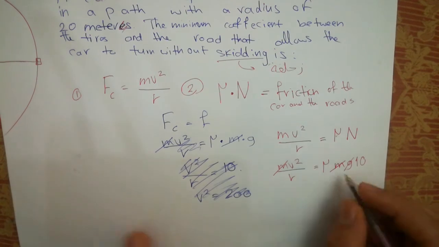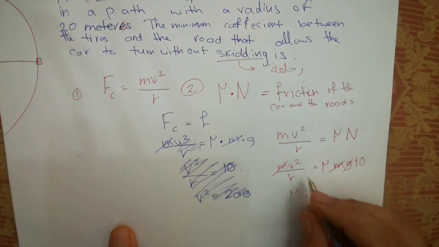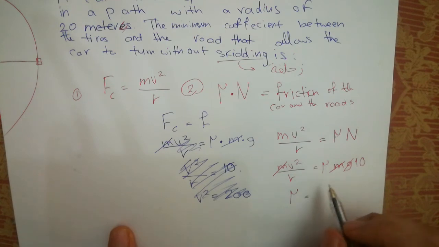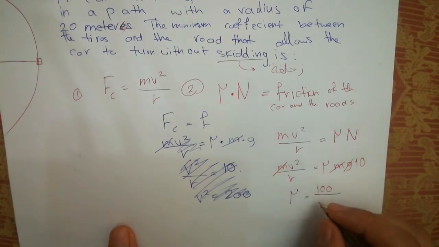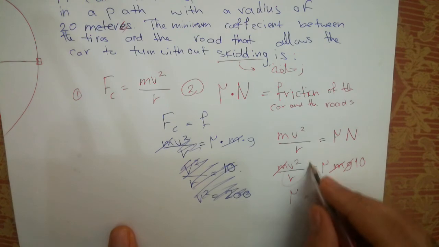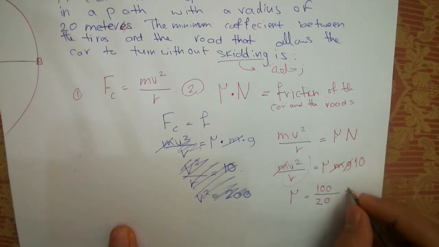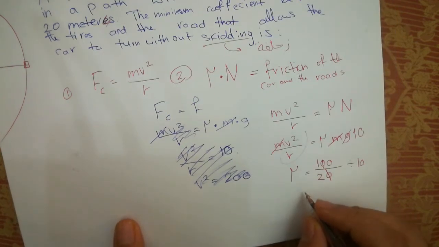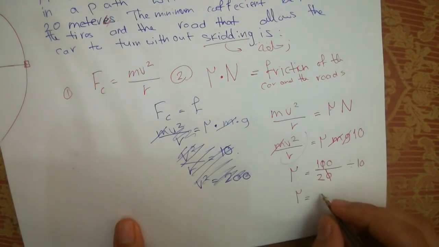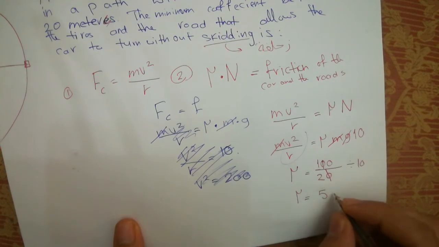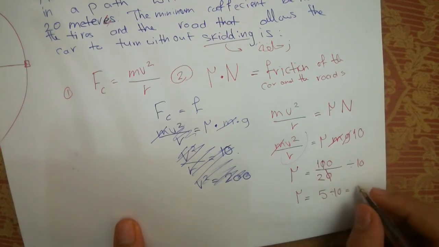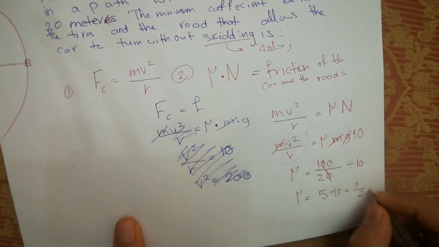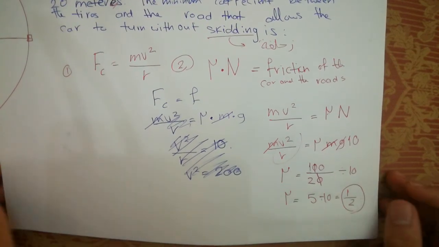So we have the coefficient is equal to v squared, and we know v is 10, so v squared is 100, divided by the radius, which was 20. So we just figured this out, and we divide that by 10. So we get 5, so the coefficient is equal to 5 divided by 10. Well, that is easy. That is 1 over 2. And our minimum coefficient of friction is 1 over 2.